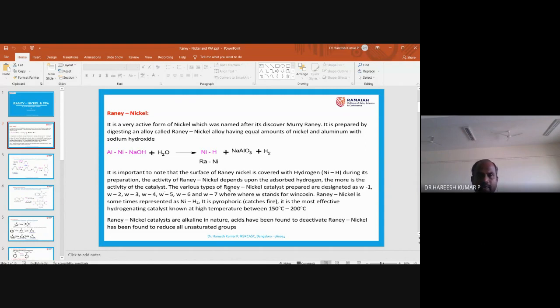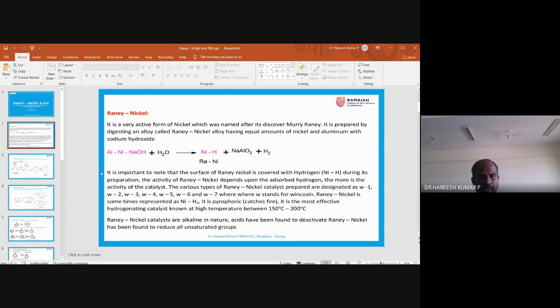This is a little information about Ra-Ni nickel. Sometimes they mention it as RANI or RE. RENI means Ra-Ni nickel. NiH also means Ra-Ni nickel. Sometimes people mention Ni-H2, and that is also Ra-Ni nickel only. This particular reagent was discovered by a scientist called Murray Raney, for the purpose of hydrogenation of vegetable oils.